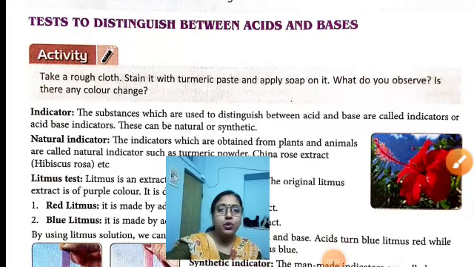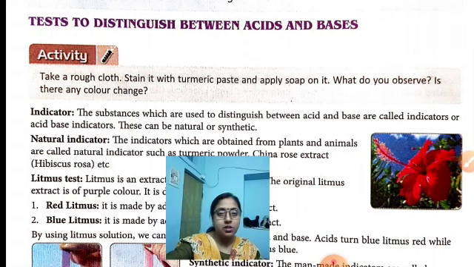Test to distinguish between acid and bases. So already you have learned about the properties of acid and bases. Both acid and bases are opposite to each other. But how will we distinguish acid and bases? To distinguish acid and bases, we use some indicators.